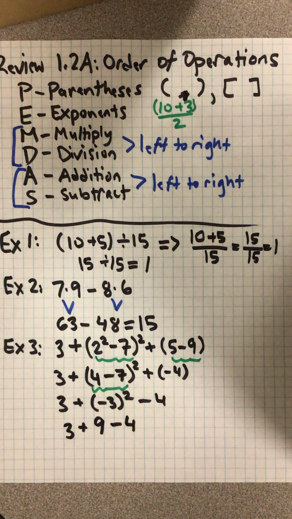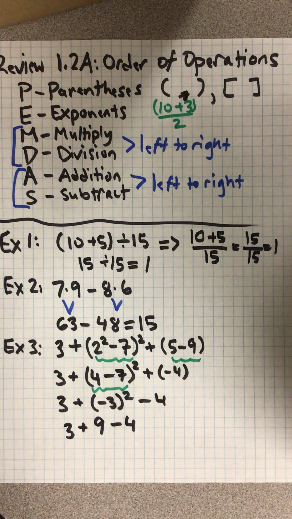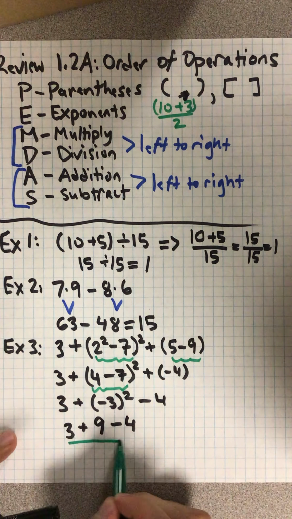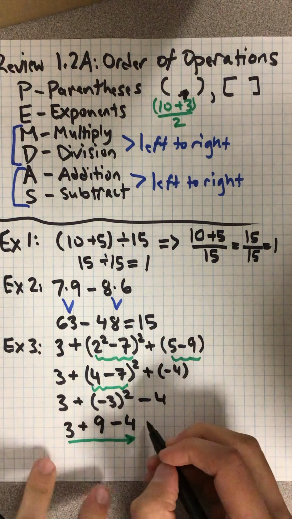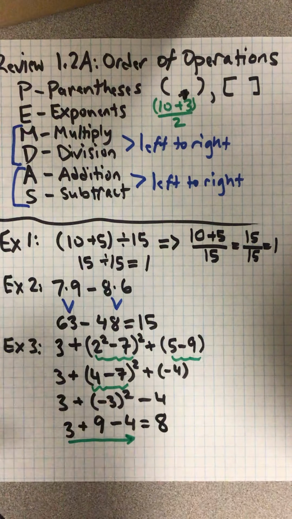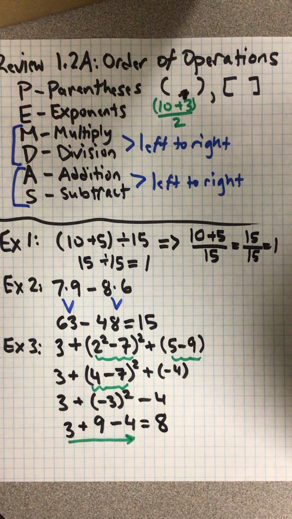And finally, what we need to do from here is just evaluate left to right. Although in this problem, honestly, it doesn't really matter which one you do first. 3 plus 9 is 12. And finally, 12 minus 4 is 8, our final answer. Well, that was a doozy.